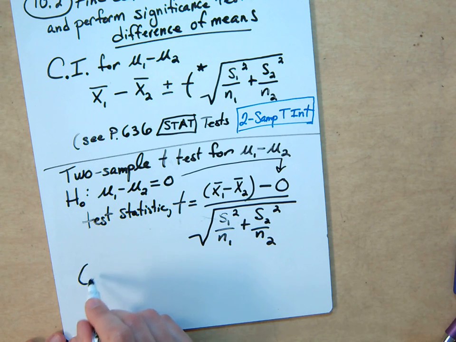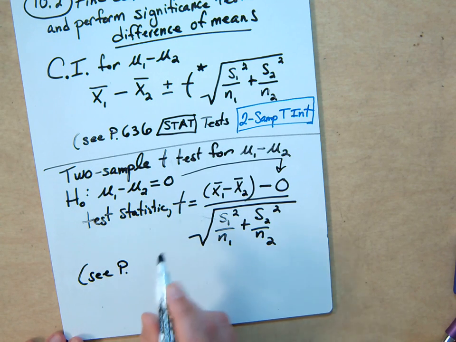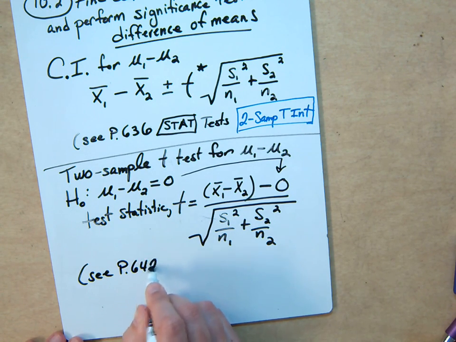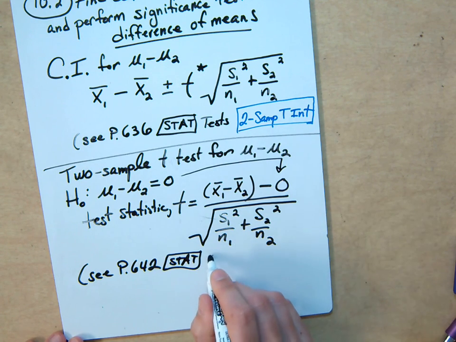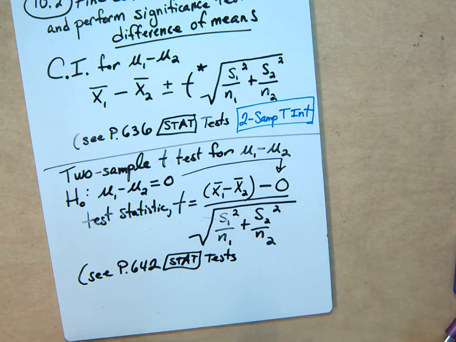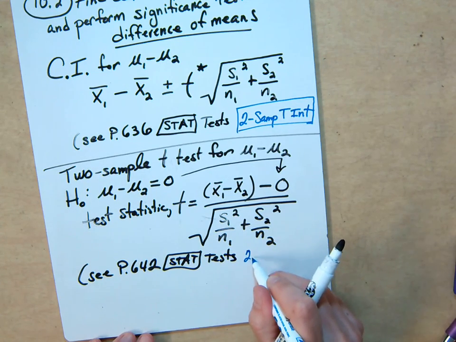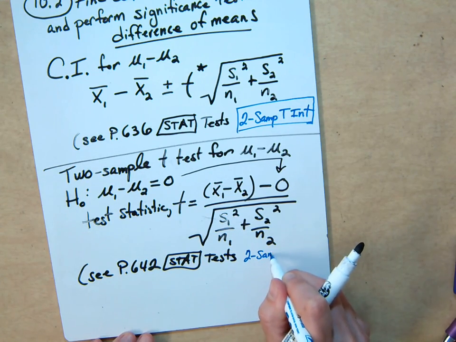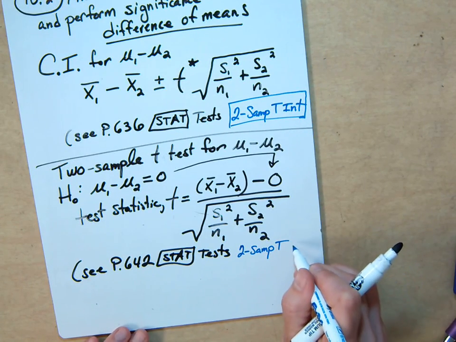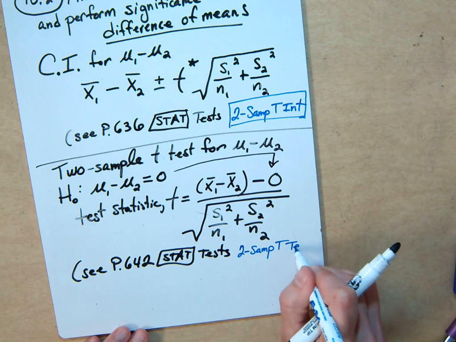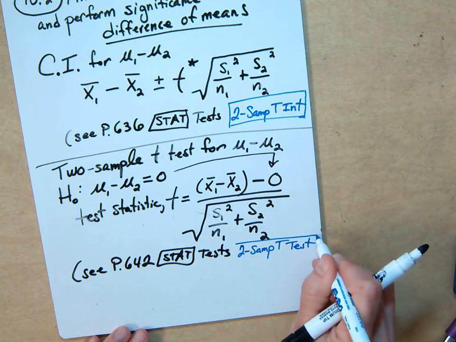And for the calculator, it's going to be on page 642. You would go to stat, then you would go to tests, and you would pick very carefully two sample t. Looks just like before, but it will say test, not interval. Two sample t-test.